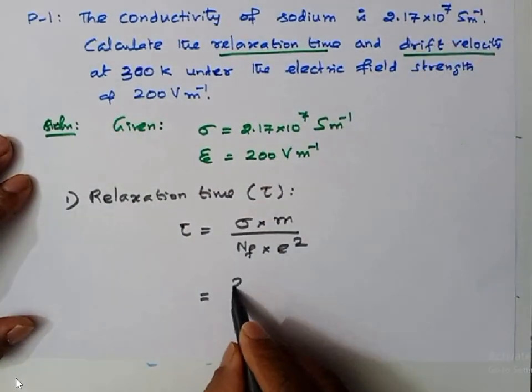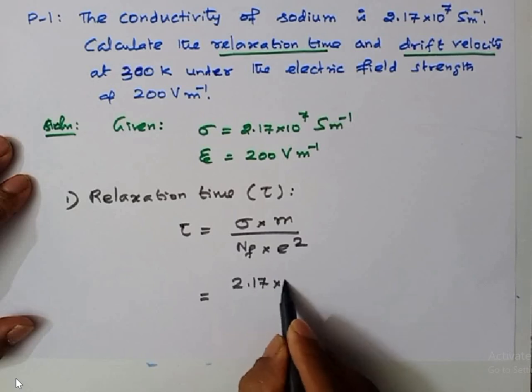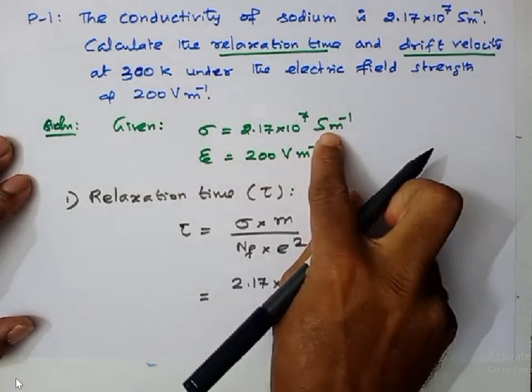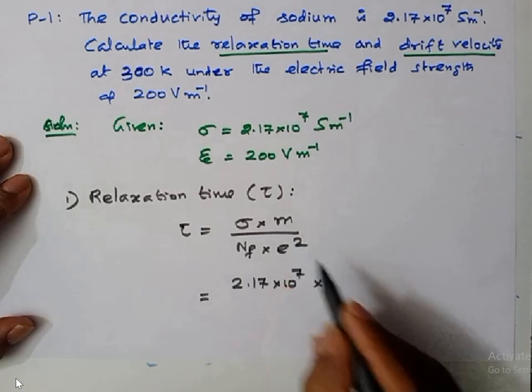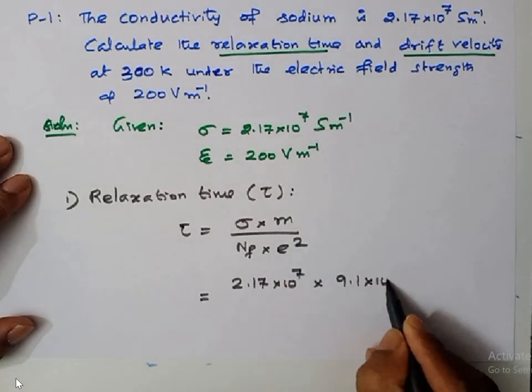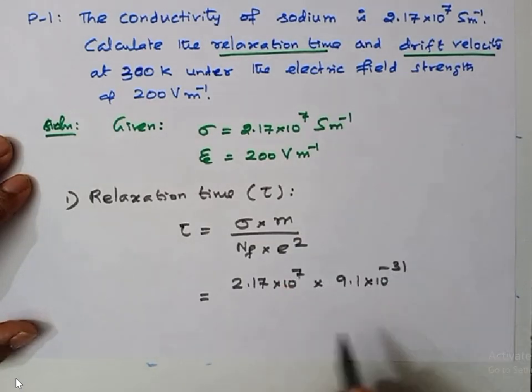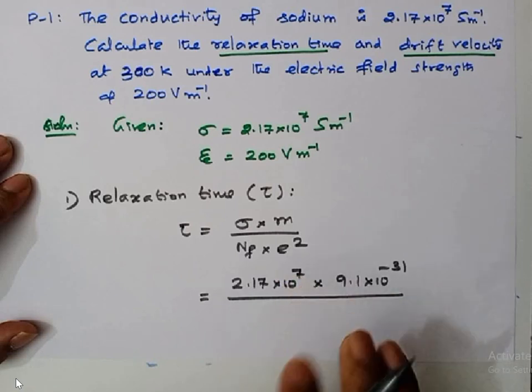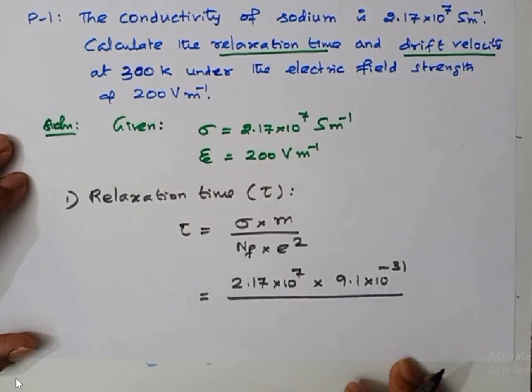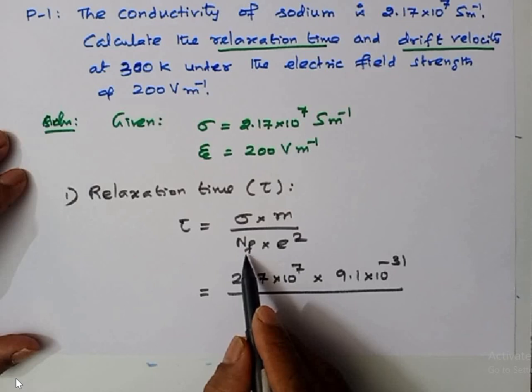Sigma is 2.17 into 10 to the power 7 Siemens meter inverse. Mass of the electron, you know very well, 9.1 into 10 power minus 31 kg. I am substituting all the values in SI unit. Number of free electron per unit volume.